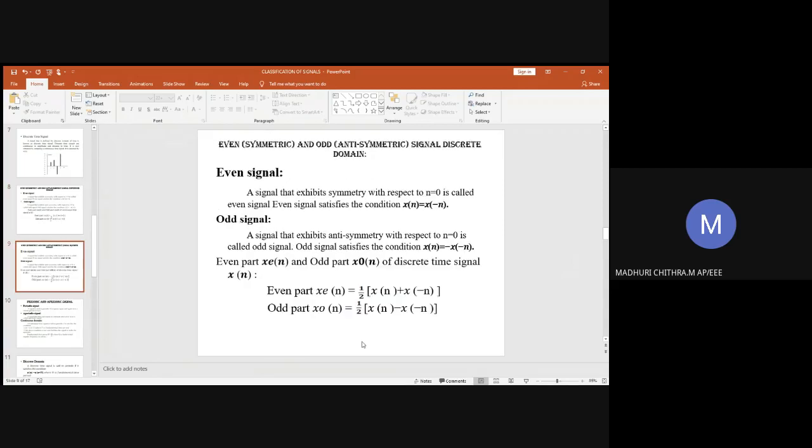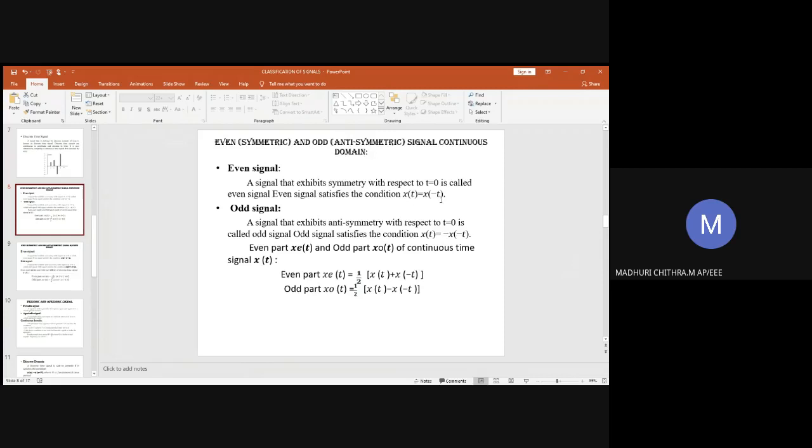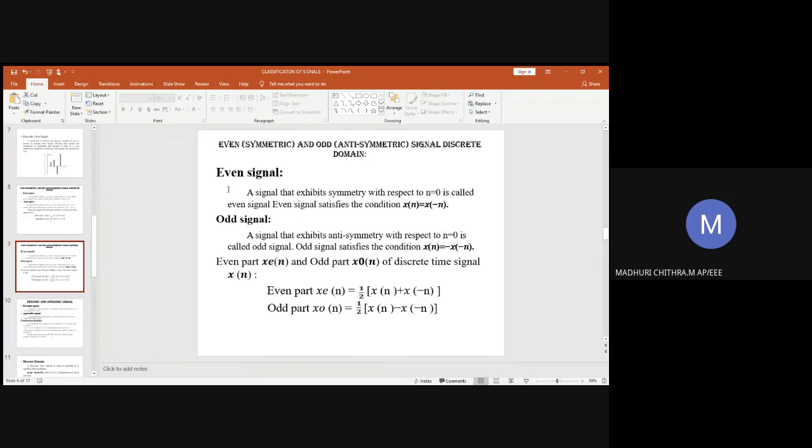Next, symmetric and anti-symmetric signals in the discrete domain. A signal that exhibits symmetry with respect to n equal to 0 is called an even signal. An even signal satisfies the condition x of n equal to x of minus n. The odd signal is the same as in the continuous time domain, where x of t equal to x of minus t for even and x of t equal to minus x of minus t for odd.